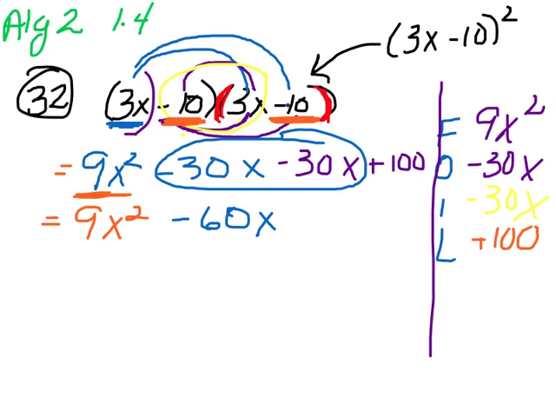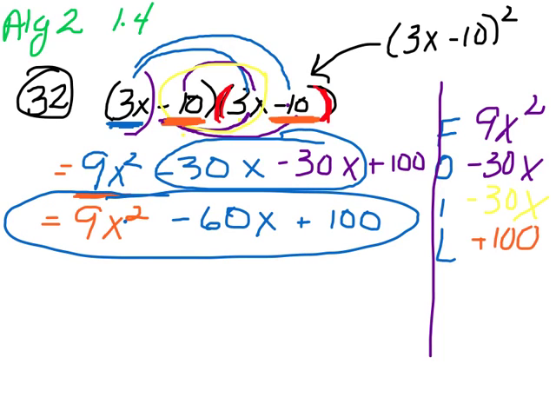Now I can't combine that 60x with this 9x squared because this 9x squared has a square on it as an exponent, and this one has the invisible 1. 100 I can't combine with anything else because it's just my constant term. I can't smush it together with anything else. So I end up with this as my answer.